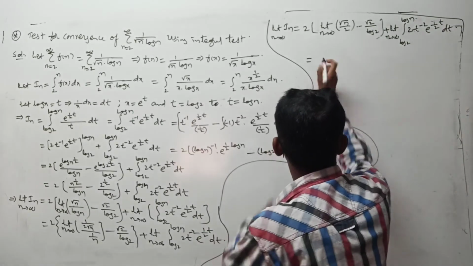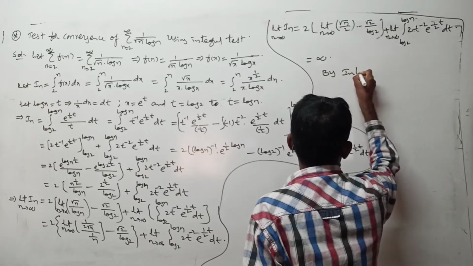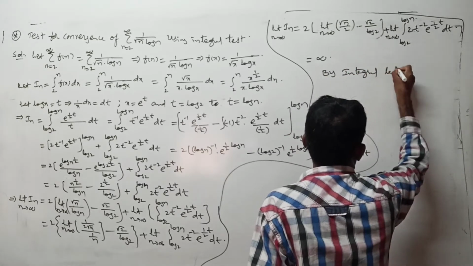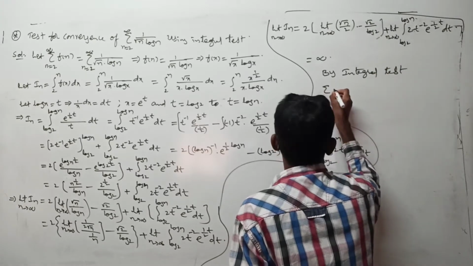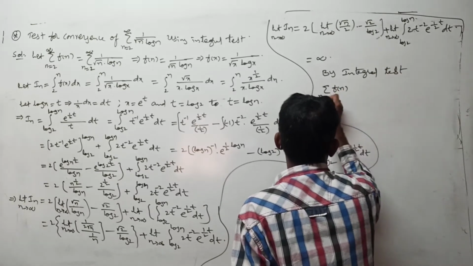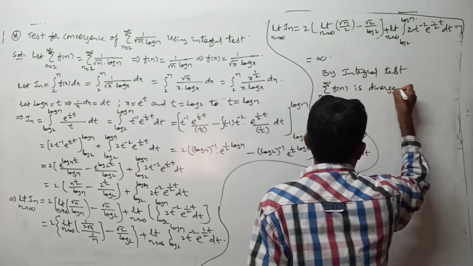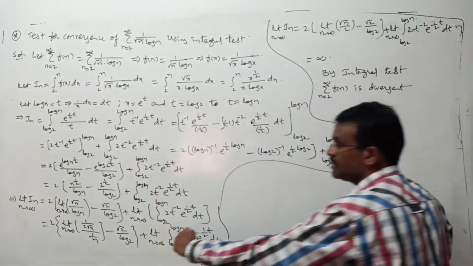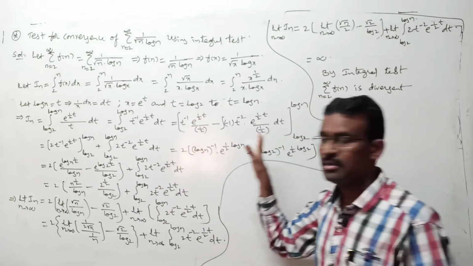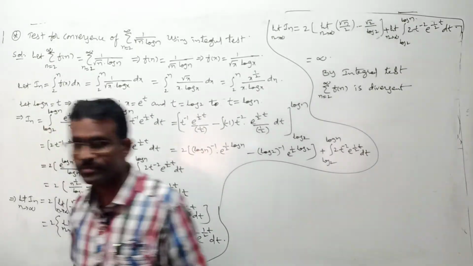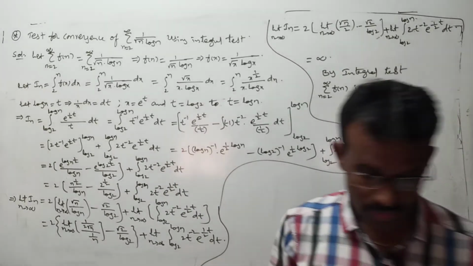Then what about your given series nature? By integral test, sigma f of n from n equal to 2 to infinity is divergent. Try to practice this work carefully, because this is not that simple a work, right? Now this is about your new question. Now go for the next problem.